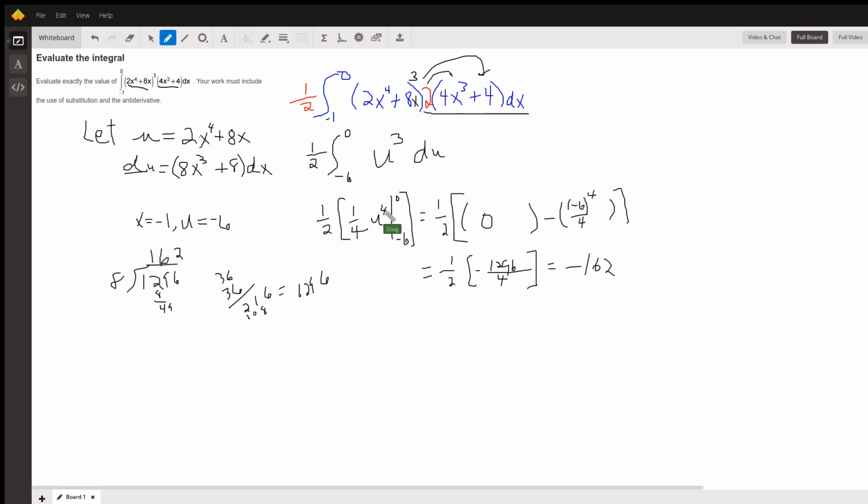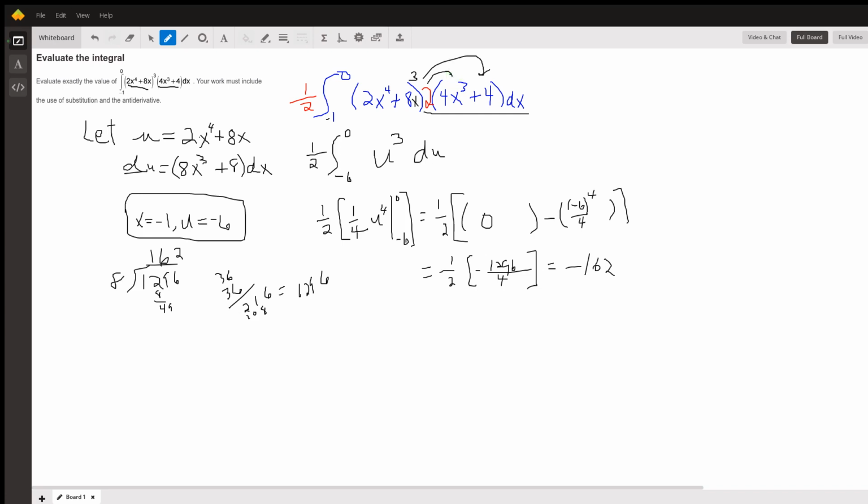Raise the exponent by 1, multiply by the reciprocal of the new exponent, evaluate that from -6 to 0 with a 1/2 out front. And by the way, here's where I determined how to replace the limits of integration. When x is -1, put -1 in for x and find out what the corresponding value of u is. Do the same for when x equals 0, you still get a 0. So here's the arithmetic. You get -162.